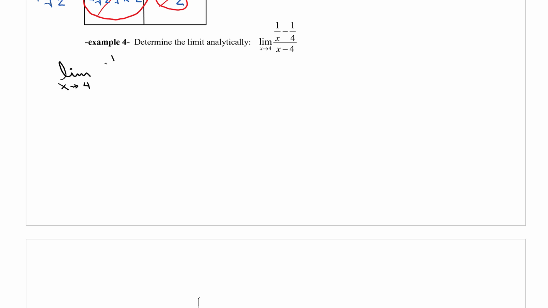The limit as x approaches 4 of, I'm going to rewrite this problem, 1 over x minus 1 over 4, all over x minus 4. So here I'm going to go ahead and get a common denominator in the numerator.